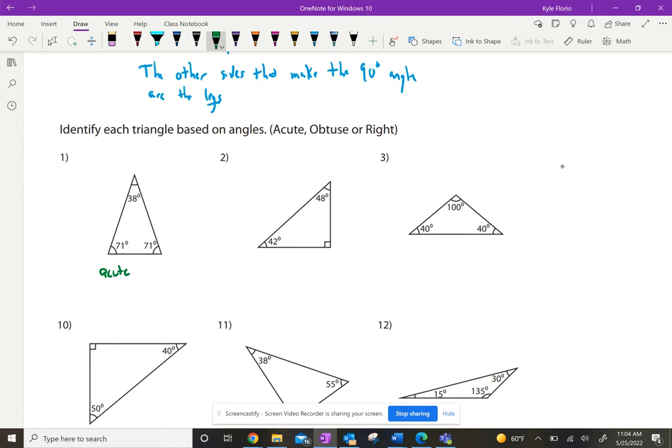This one right here, this symbol right here means 90 degrees. That is our right angle. This is a right triangle.